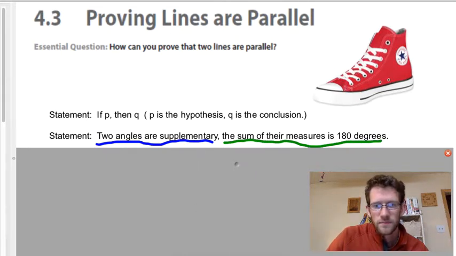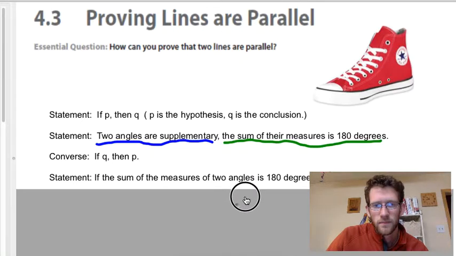Yes, son? I don't know where your book is. I'm sorry.